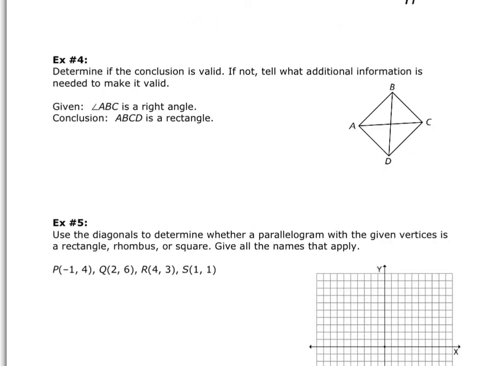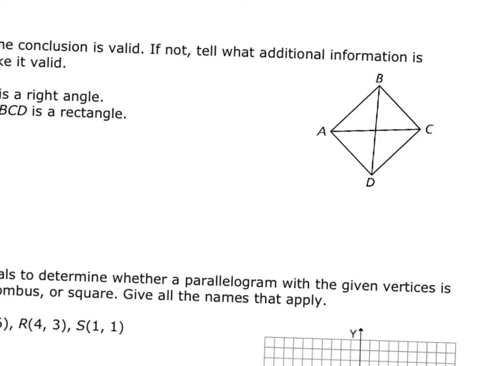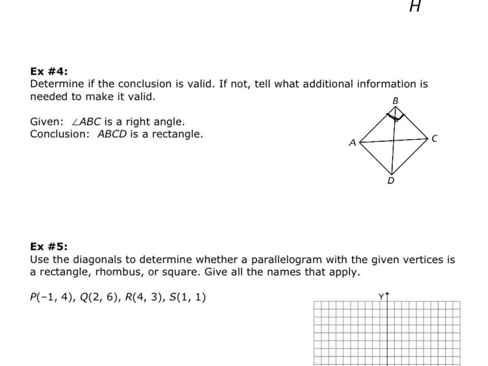Okay, let's try one other one. Let's look at example number 4. It says determine if the conclusion is valid. If not, tell the additional information that is needed to make it valid. So first we know that angle ABC is a right angle. And we want to know if that is enough information to tell us that ABCD is a rectangle.